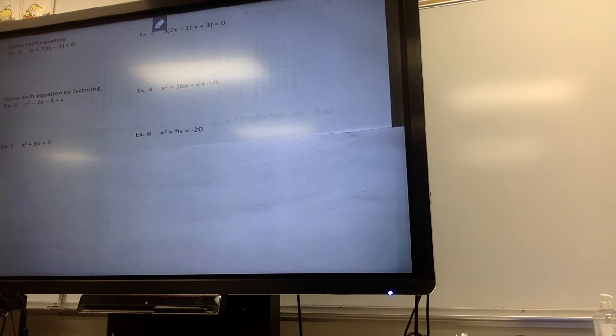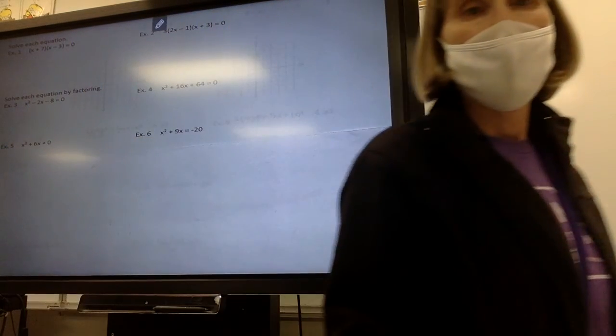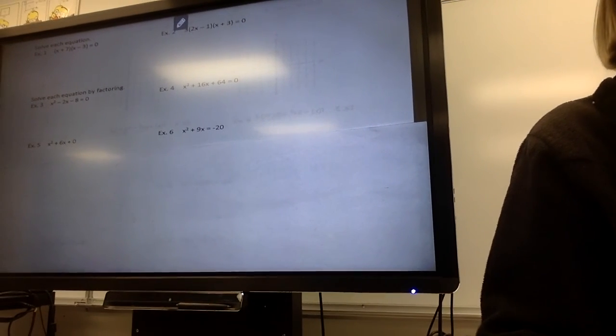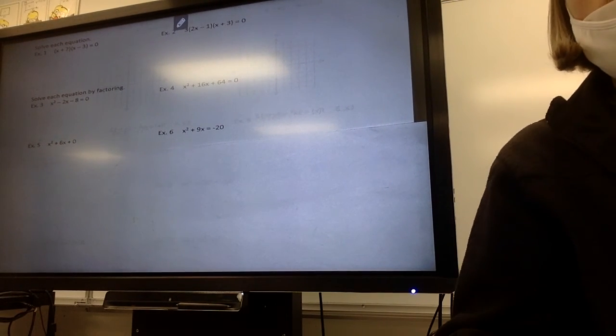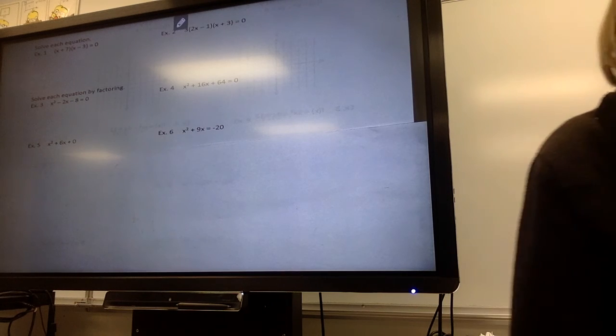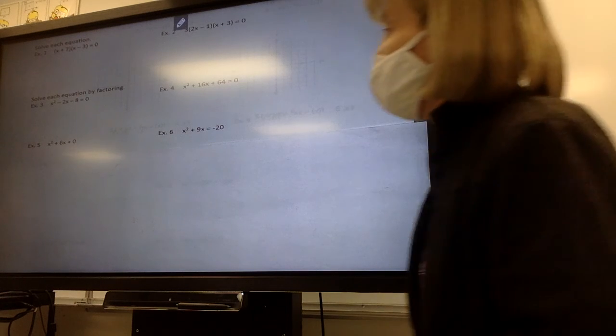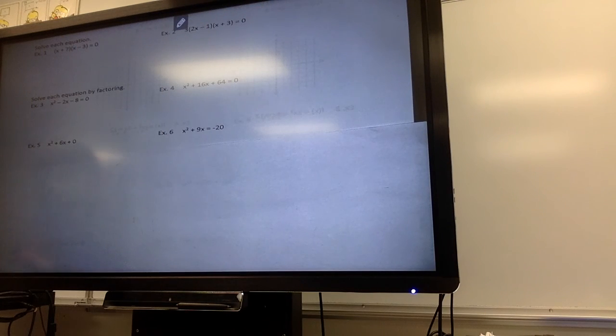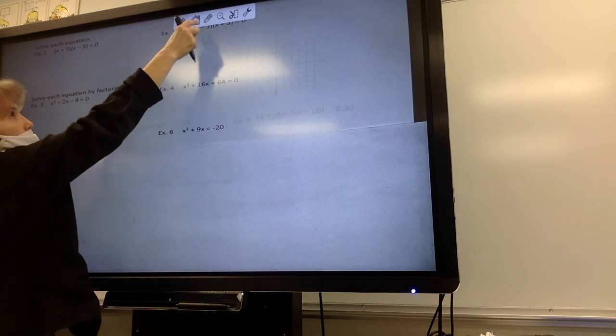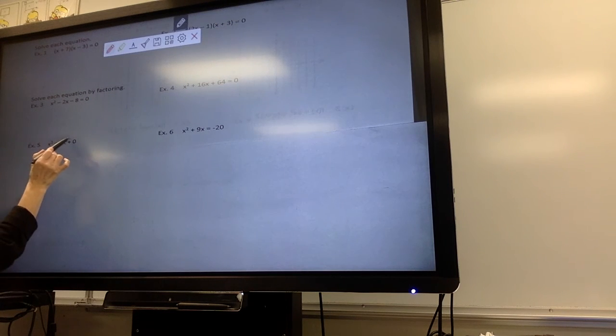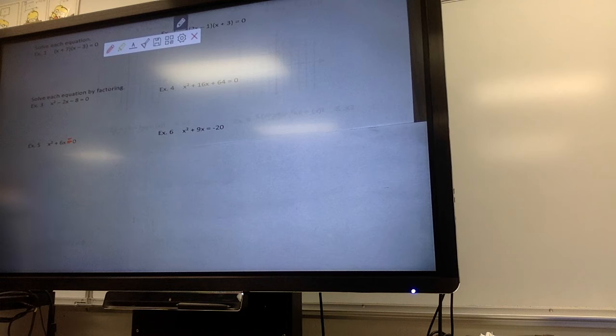Okay, I want you to write down example 5. Actually, it's missing something. What's it missing? Equal sign, yeah. So let's write this down. It should say equals 0, not plus 0. Special cases.